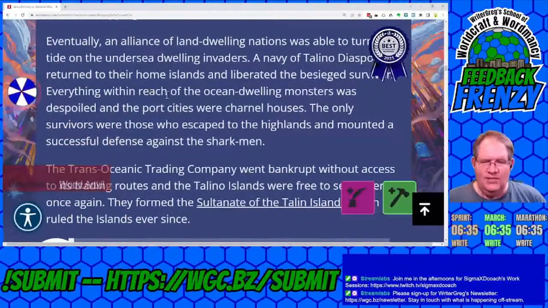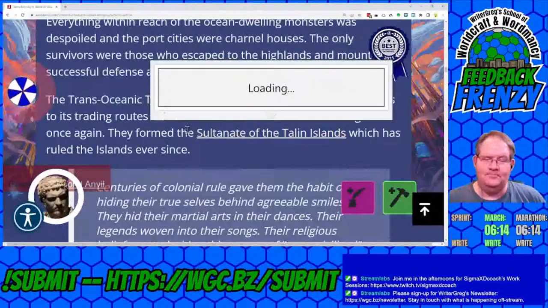Everything within reach of the ocean-dwelling monsters was despoiled, and the port cities were charnel houses. The only survivors were those who escaped to the highlands and mounted a successful defense against the Sharkmen.